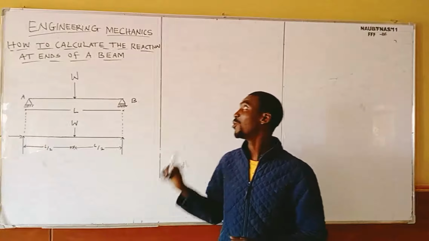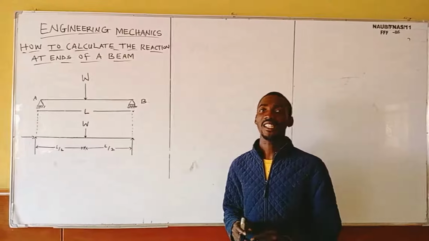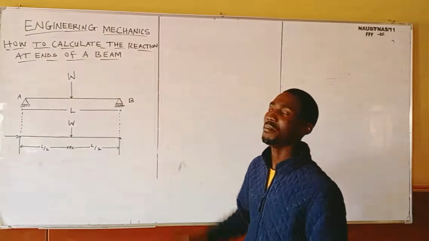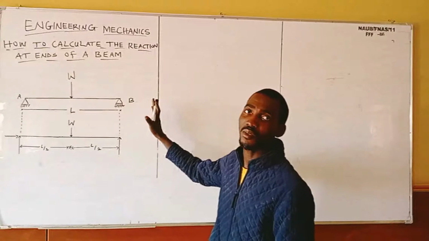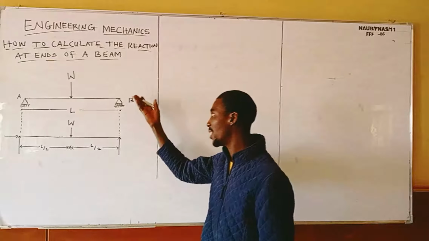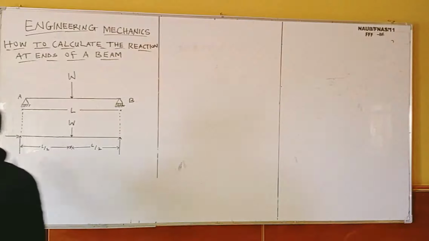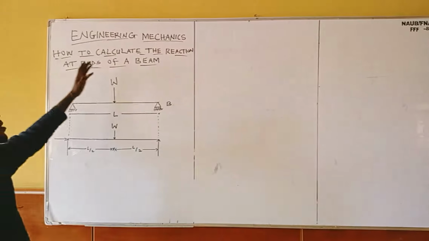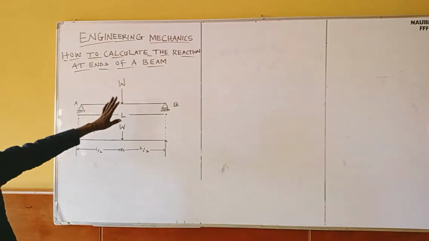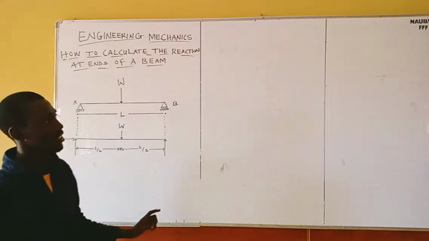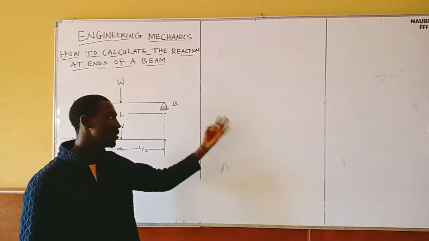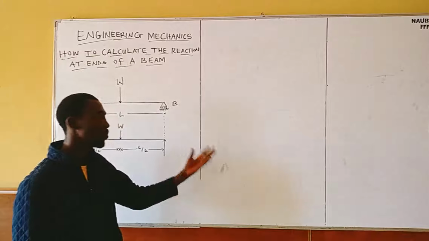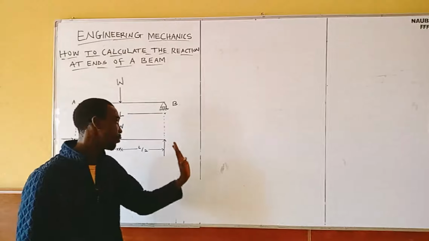In today's class, we'll be looking at one of the major courses in engineering, which is engineering mechanics. This course is a first year course, in the first semester. Now, we'll be looking at how to calculate the reaction at the end of a beam. Please, before you watch, I want you to watch our previous video on beam, type of support, and type of load, which is well explained.